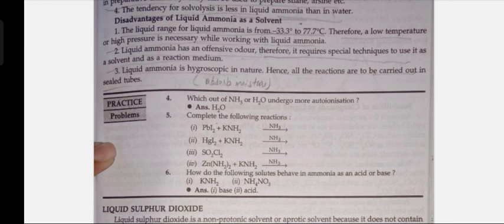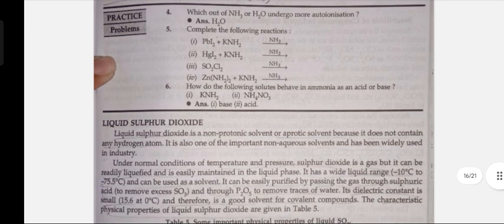Disadvantages of liquid ammonia as a solvent. Liquid ammonia has an offensive odor, therefore it requires special techniques to use it as a solvent and reaction medium. Liquid ammonia is hygroscopic in nature, hence all the reactions are carried out in sealed tubes. The liquid range for liquid ammonia is minus 33.3 degrees Celsius to 77.7 degrees Celsius. Therefore, a low temperature or high pressure is necessary while working with liquid ammonia.